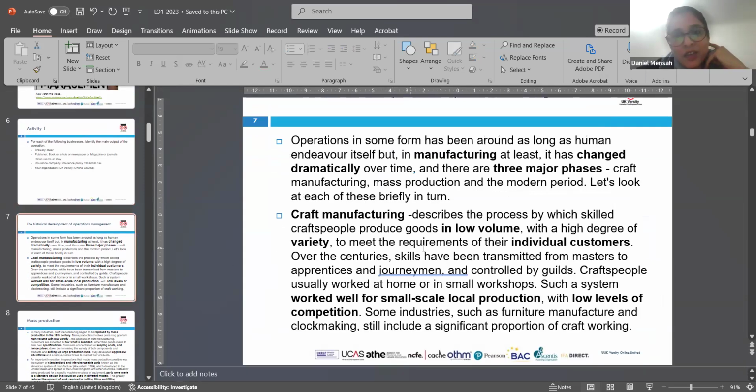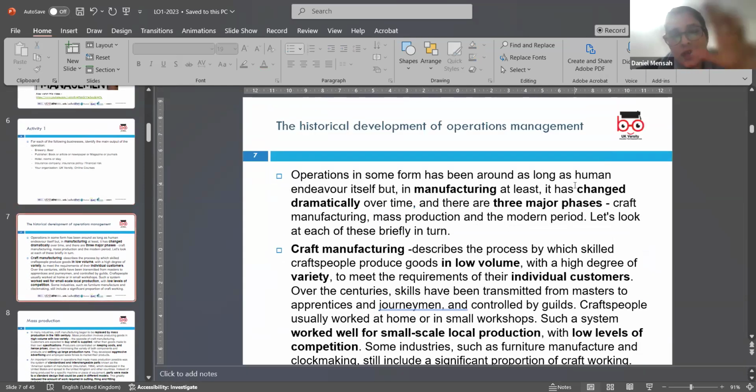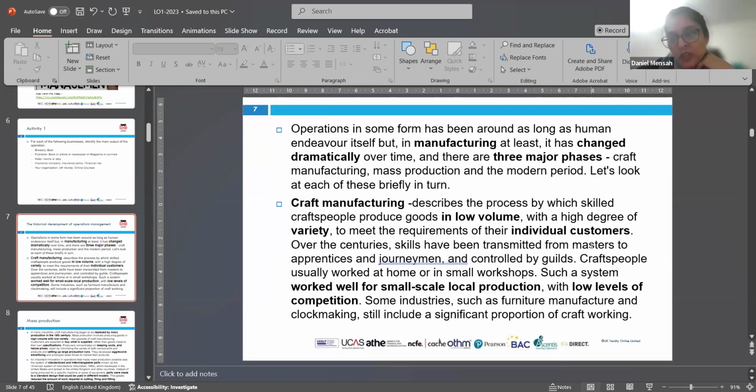So there is a kind of history about operations management, how it developed and how it improved with the passage of time. Since man began, there has been some form of operations. But if we talk about the manufacturing industry, operations changed dramatically over time. So there are three phases which we are going to discuss.